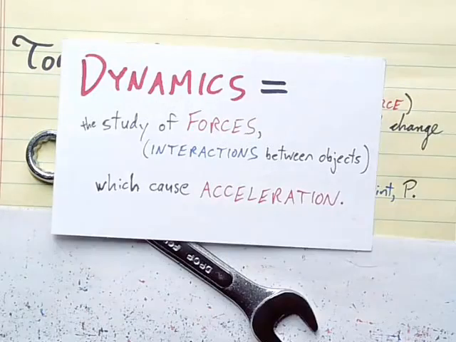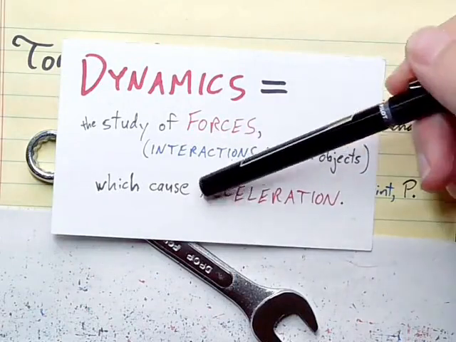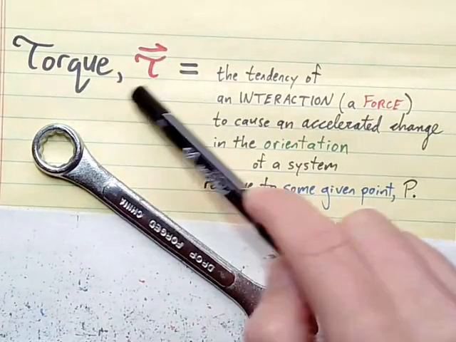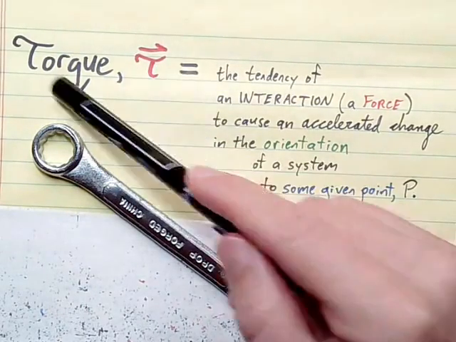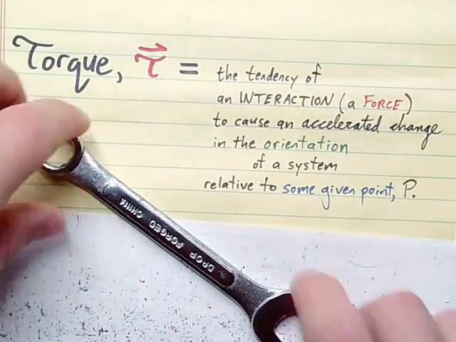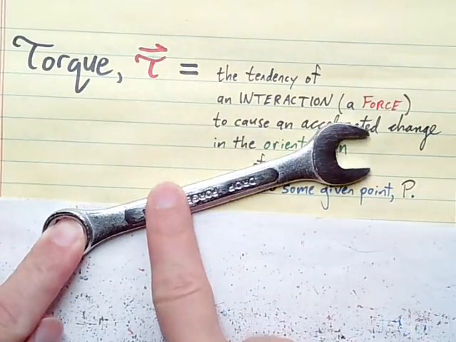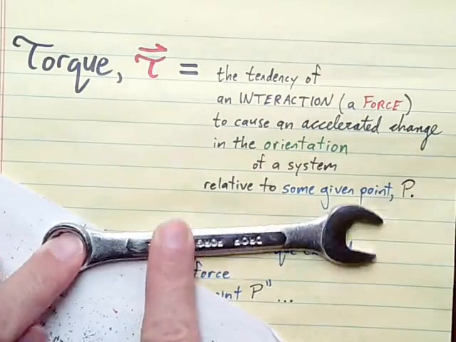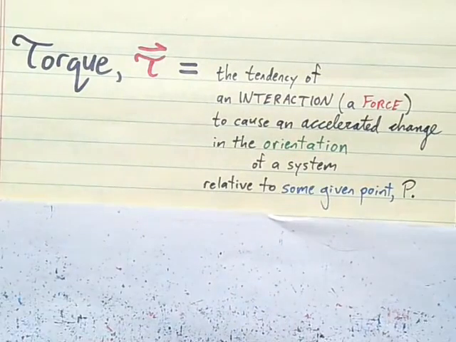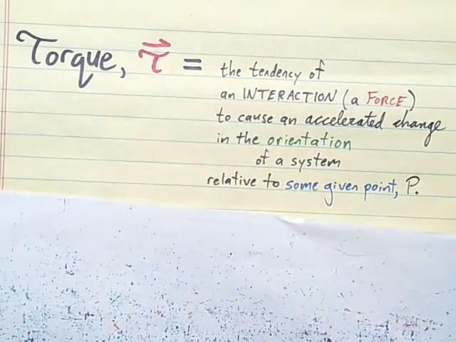We recall that in dynamics, forces being the interactions between objects, forces cause acceleration. Here, for rotational motion, torque plays the role that forces used to play. Torque will be the thing that causes accelerated changes in orientation. So torque doesn't just cause an object to rotate, it'll cause its rotation rate to increase or reverse direction. An accelerated change in orientation. More on that later.